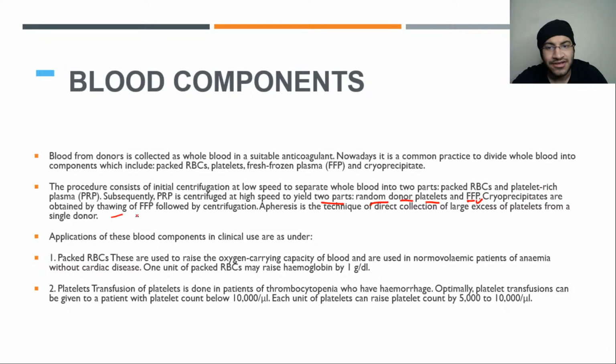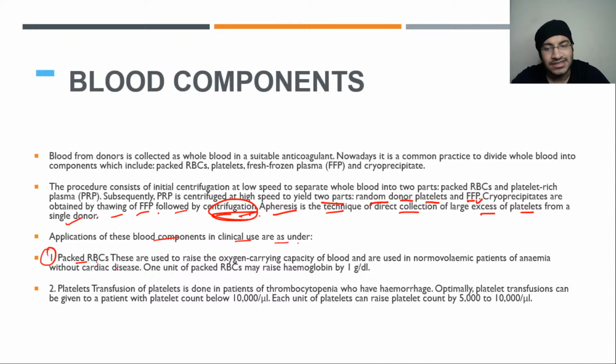Cryoprecipitate is obtained by thawing of the FFP followed by transfusion or centrifugation, and apheresis is the technique of direct collection of a large excess of platelets from a single donor. So we have discussed the mechanisms of how we can extract the whole blood, or form the fresh frozen plasma or the cryoprecipitate, right? Then the applications of the blood components in clinical use are as under.